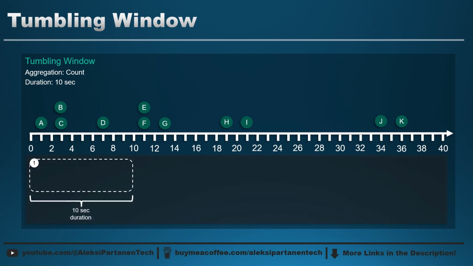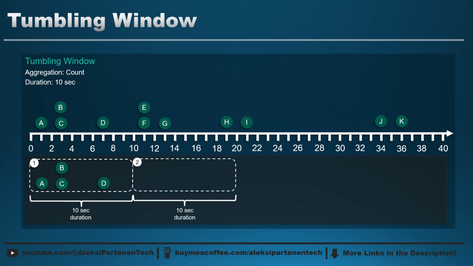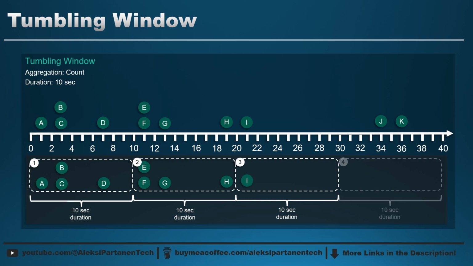Our first tumbling window starts from 0 and runs to the 10-second mark, and it is exactly 10 seconds long. In this 10-second window, we have 4 events that are A, B, C, and D, which means that using the count aggregation, the value for this tumbling window would be 4. Then we have our second window that starts immediately after the first one ends, and in that window we have also 4 events. Then in our third window we have only 1 event, and lastly in our fourth window we have the remaining 2 events.